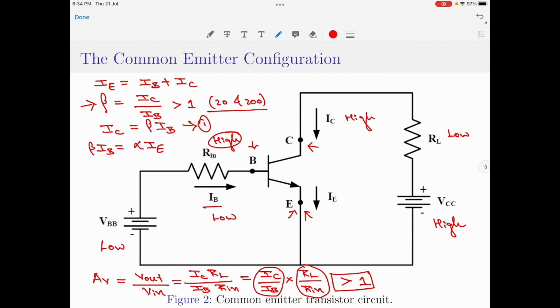Another important aspect about the common emitter configuration is that it is an inverting amplifier circuit. This means that the resulting output voltage has a 180-degree phase shift with respect to the input voltage signal.